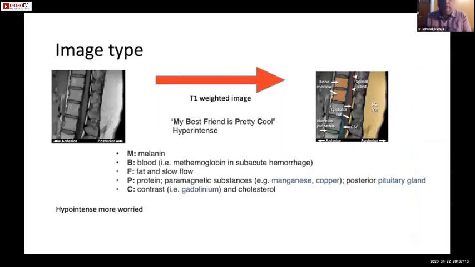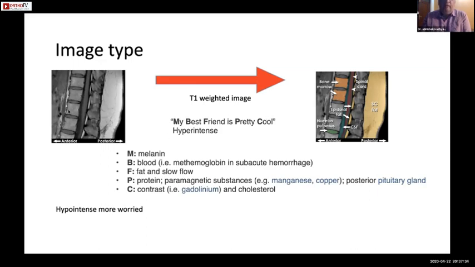So we come to specific images. This is a T1 weighted image because the CSF is black. The normal marrow is hyperintense on a T1 weighted image, and the mnemonic is my best friend is pretty cool. So these are the things which you can lead to.